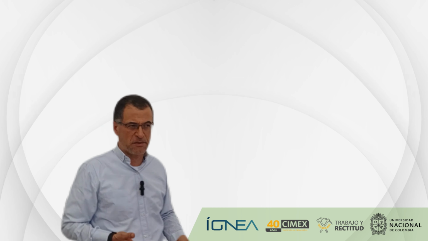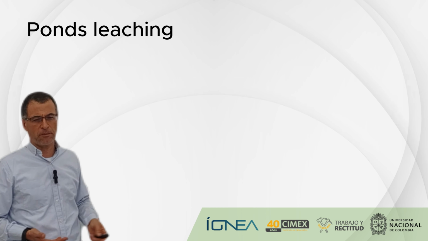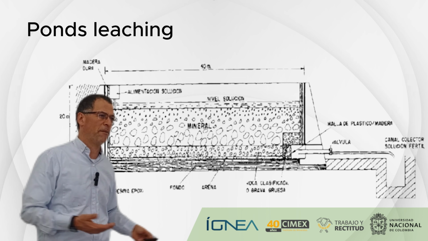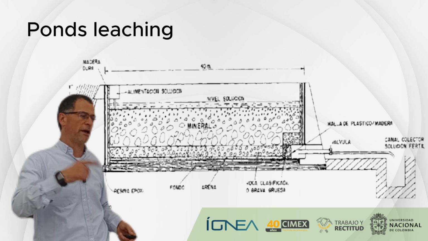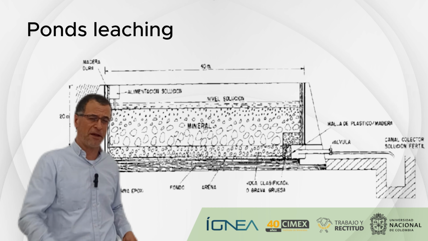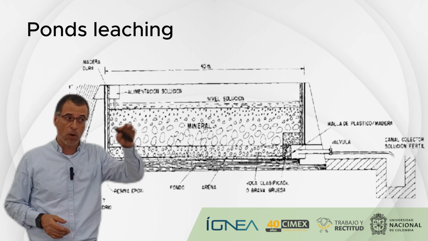Also, a very similar method is pond leaching. Pond leaching is similar to percolation leaching. You have a mineral, the solid, and you put the liquid on the mineral, and then after some time you obtain the mineral at the bottom of the tank.